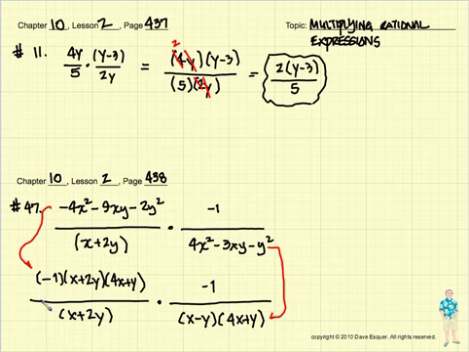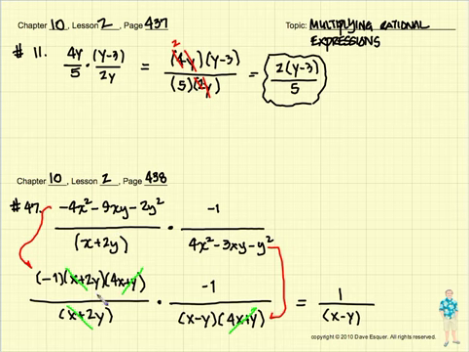So now let's use green. Let's see if we can cancel out some terms. Well, this turns out to be x plus 2y can be canceled out with the x plus 2y. Lo and behold, we have 4x plus y can go out with 4x plus y. And we end up with a numerator of minus 1 times minus 1, which is a positive 1. And we end up with a denominator of x minus y.